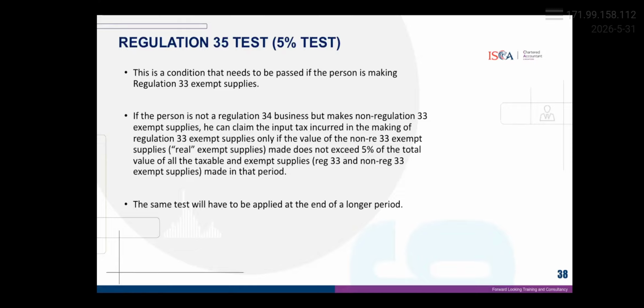All right, and the percentage here is 5% of the total value of all your taxable and exempt supply. How much of that non-regulation 33 exempt supply are you making? Okay, if it does not exceed 5% of your total value of taxable and exempt supply, then you will have passed this test. Now, the same test will have to be applied again at the end of the longer period.